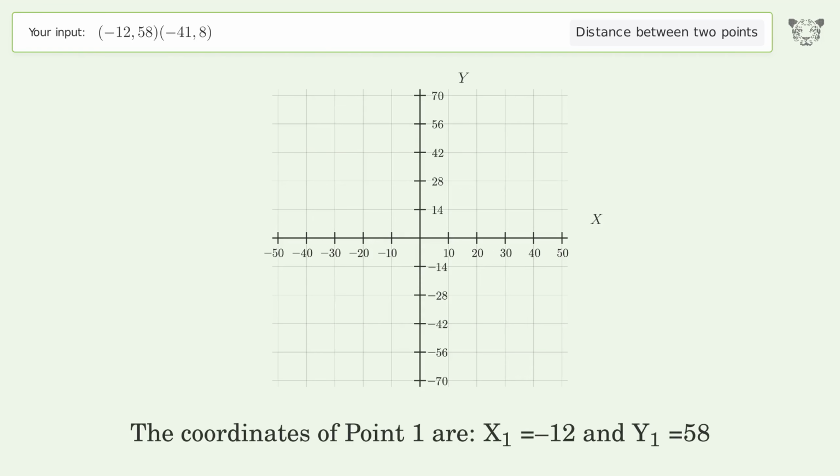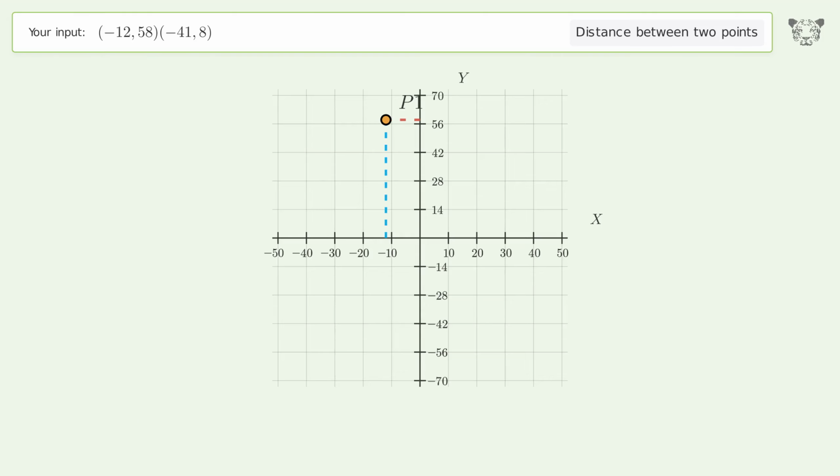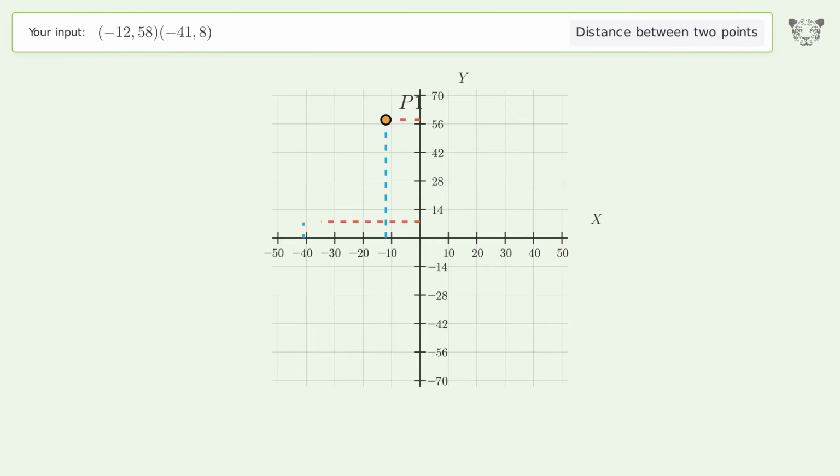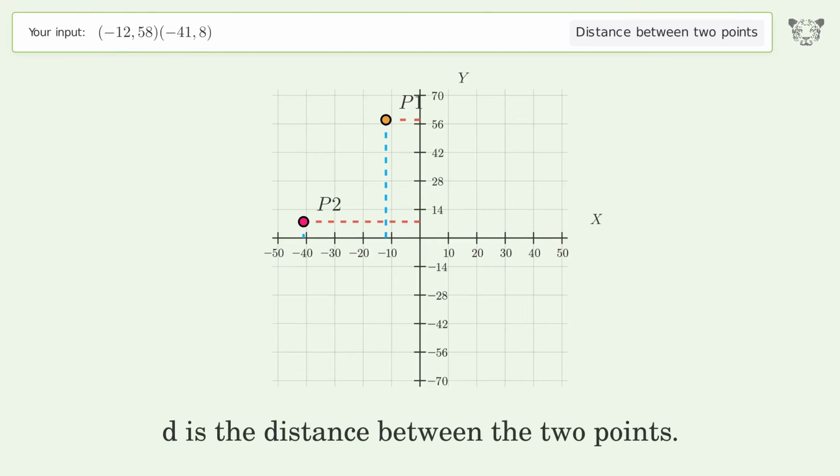The coordinates of point 1 are x1 equals -12 and y1 equals 58. The coordinates of point 2 are x2 equals -41 and y2 equals 8. D is the distance between the 2 points.